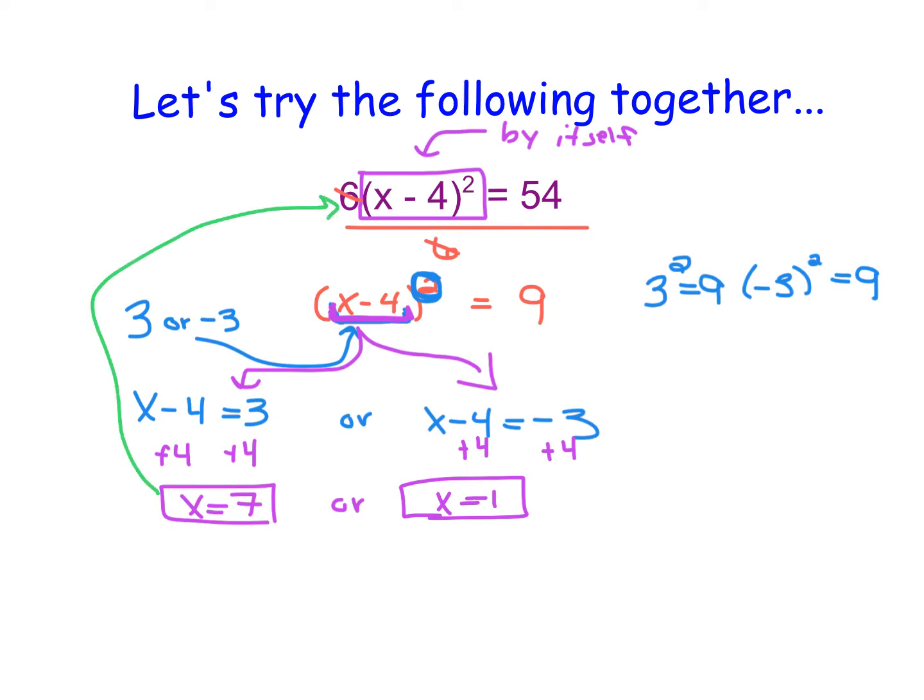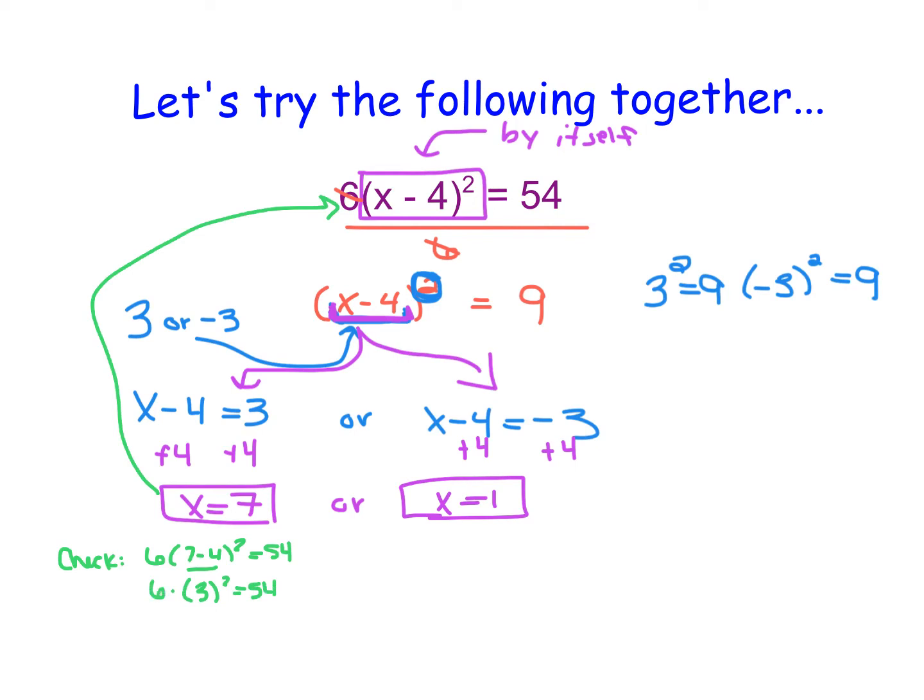Now if you're a little skeptical, we can actually check these answers by plugging them back in and checking that they make the original equation true. So here we would take 6, we'd have 7 minus 4 quantity squared is equal to 54, and then we just use order of operations. Inside parentheses, 7 minus 4 is 3. So that's 3 squared, then still the times 6.